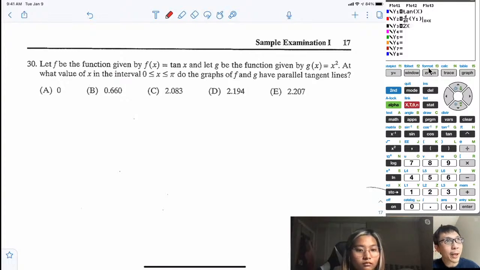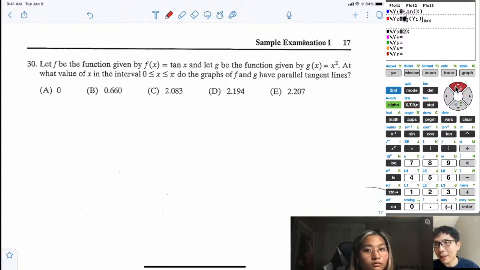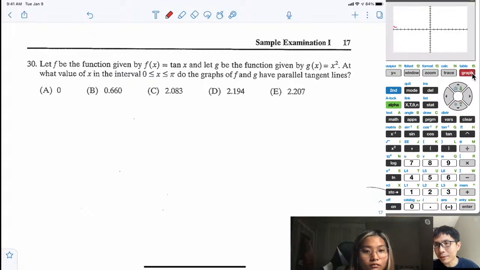So if they say parallel tangent, that means they have the same slope. Same slope means their derivatives should equal each other. So what I'm going to do is I'm not going to graph the first one. I can unhighlight it. So that's how you unhighlight things. I can just graph the y2 and y3. And then I just click graph. Whoa, this is fast.